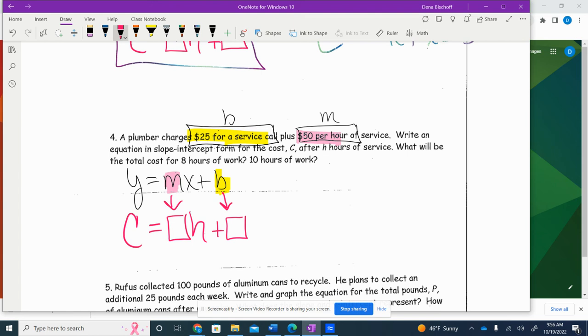And then it says, I want to know how much it's going to cost if I work for 8 hours. So let's let x equal 8. And I want to know how much it's going to cost if I work for 10 hours. So you're going to have two answers there.